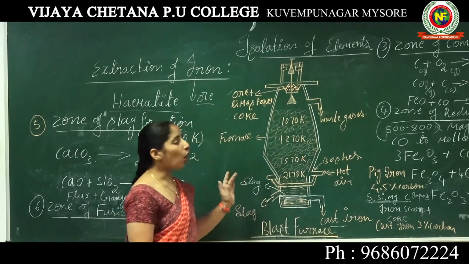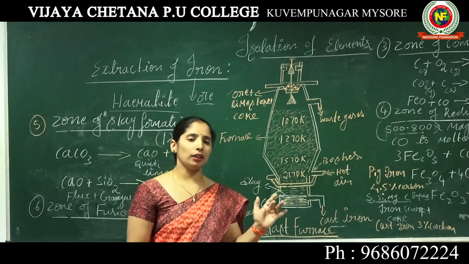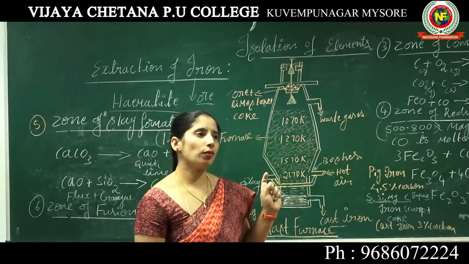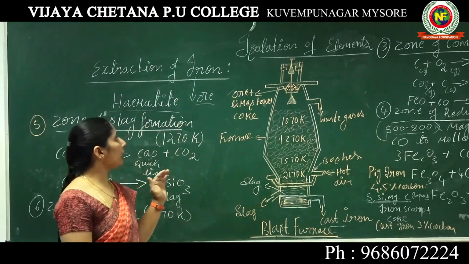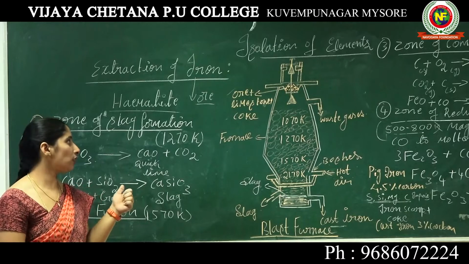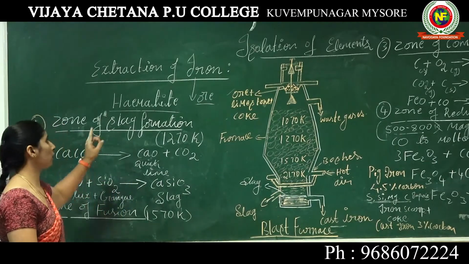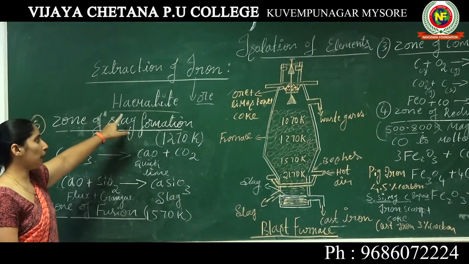So this is about how we can extract the iron through the blast furnace. This is one of the very important topics: the extraction of iron from hematite ore through this blast furnace.